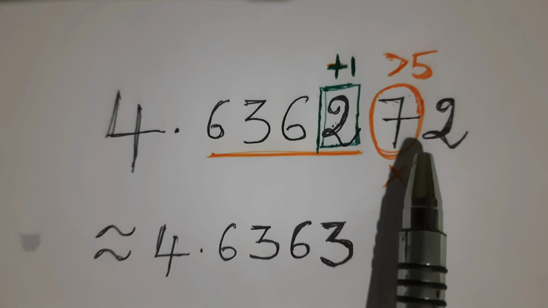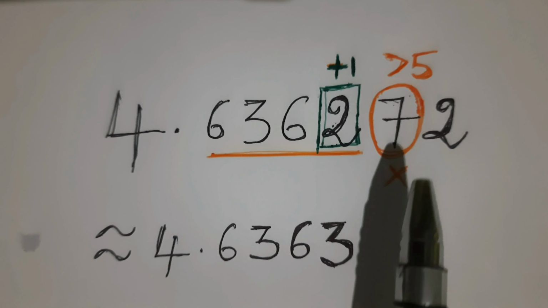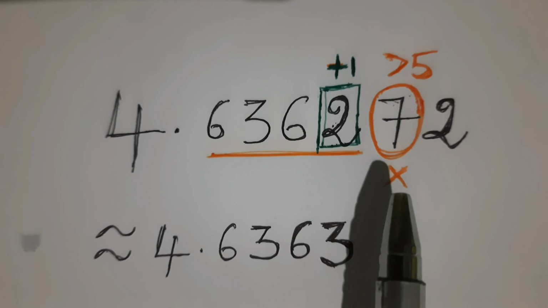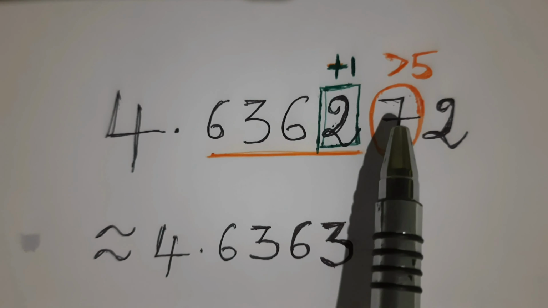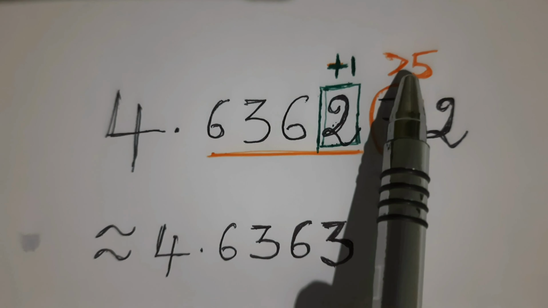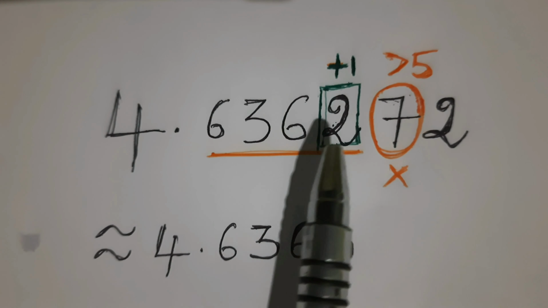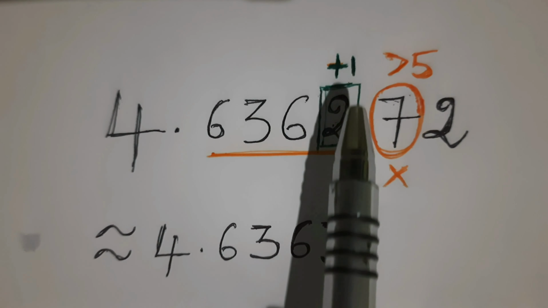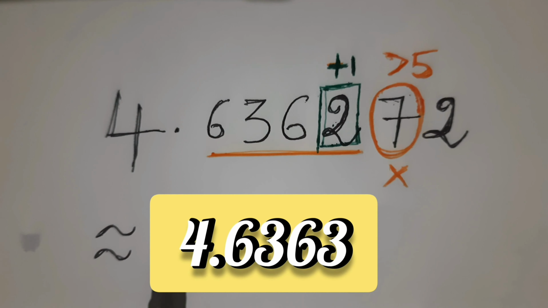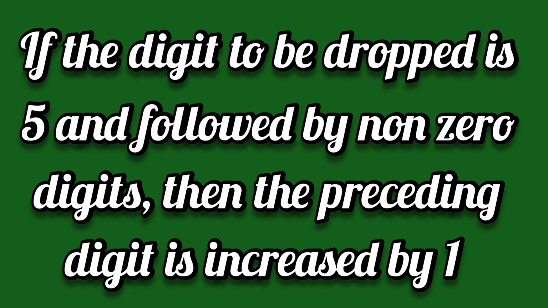Therefore, the digit in the 5th decimal place should be dropped. So, this digit 7 should be dropped. Also, this digit 7 is greater than 5. Then by case 2, the preceding digit 2 is increased by 1. Hence, we can round off this number as 4.6363.